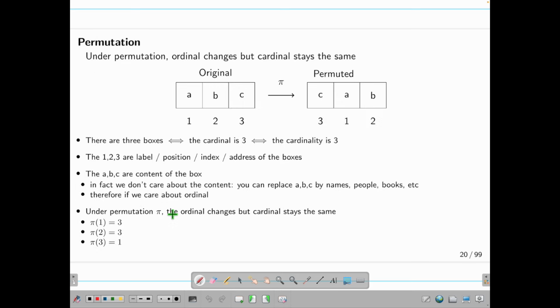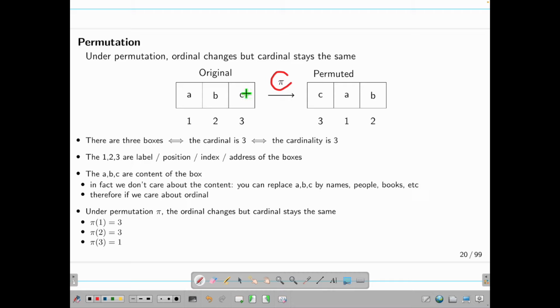I will finish this soon. Permutation means the following. Imagine you have a box with 3 things: one is A, one is B, and one is C. This is the original. Now you do something called permutation. Permutation corresponds to a pi. Pi is just a symbol. Pi(1) = 3 means you put 1 to 3. Pi(2) = 3 means you put 2 to 3. In general, pi(i) = j means you put i to j.